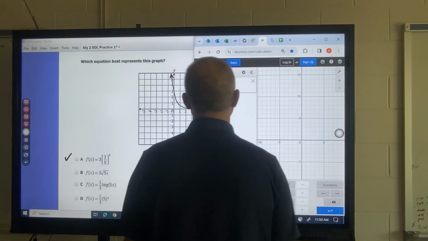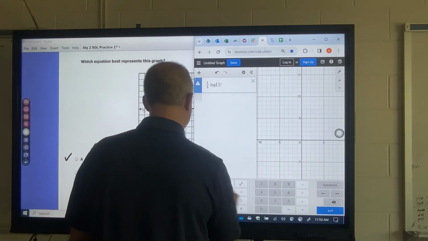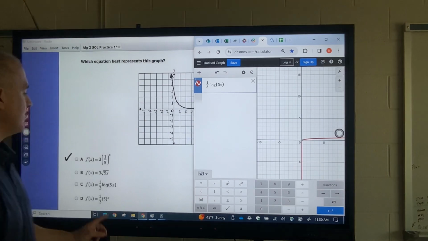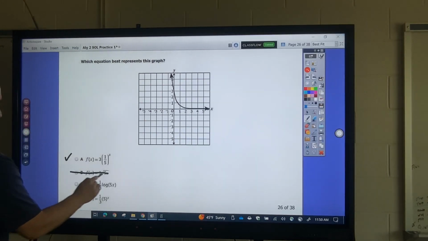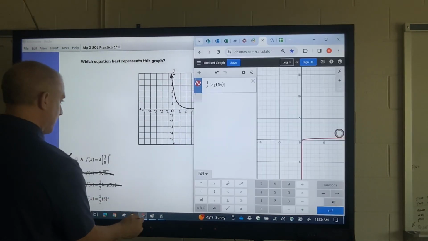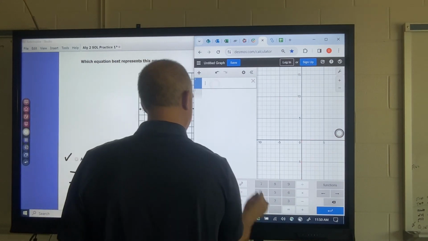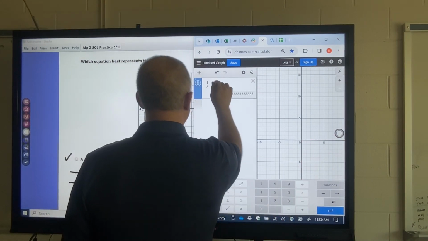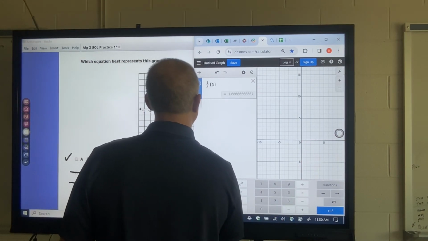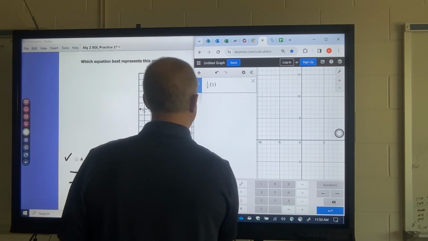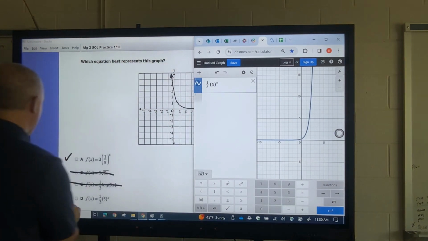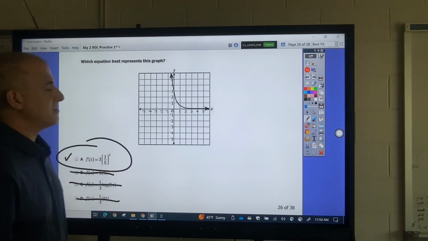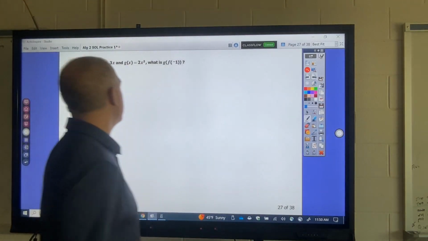Oh, here it is, log 5x. Okay, obviously that's not a good one either, so this is bad. Let's take a look at this 1/3, 5 to the x. 1 divided by 3, parentheses 5, to the x power, okay? That's going the wrong way. So that's going to be your best. Any of the graph matches, that's what you should do.